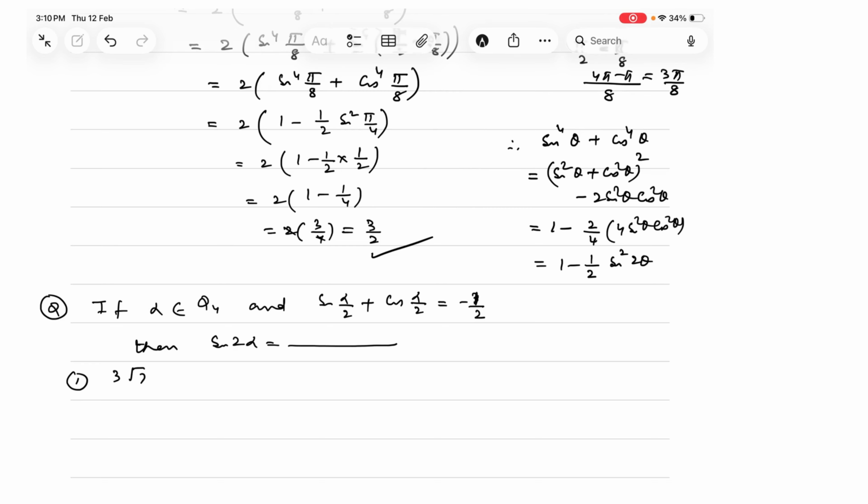First option, 3 root 7 by 8. Second option, 3 root 7 by 16. Third option, minus 3 root 7 by 4. Fourth option, minus 3 root 7 by 8. These are the 4 options. Alpha lies in the fourth quadrant. Sine alpha by 2 plus cos alpha by 2 is minus 1 by 2.